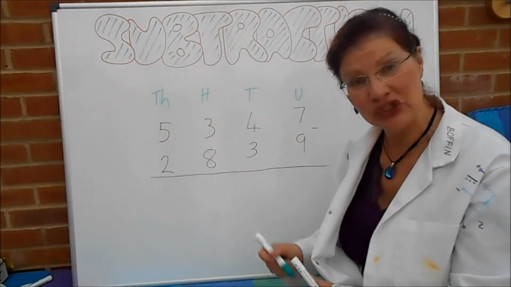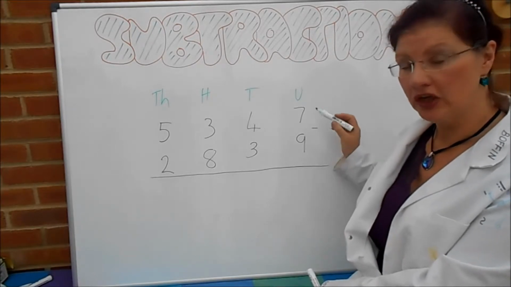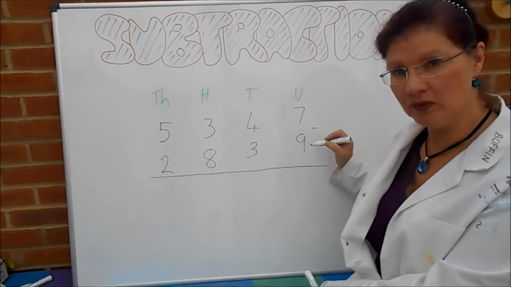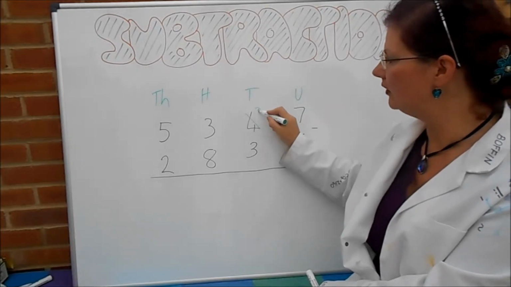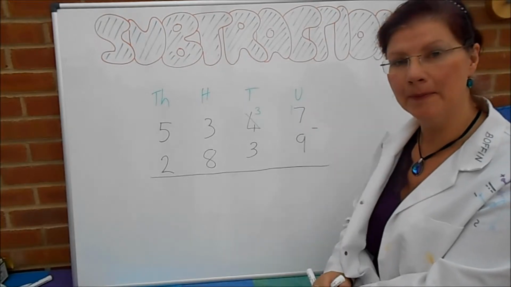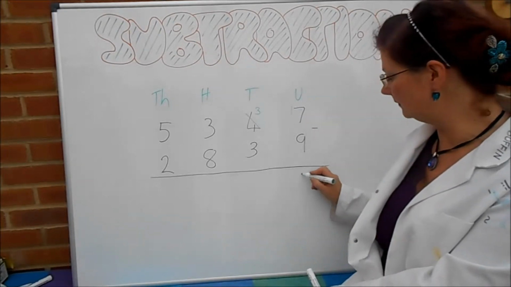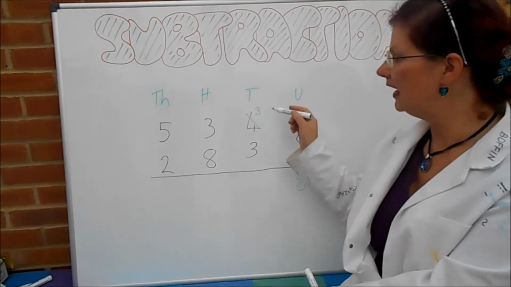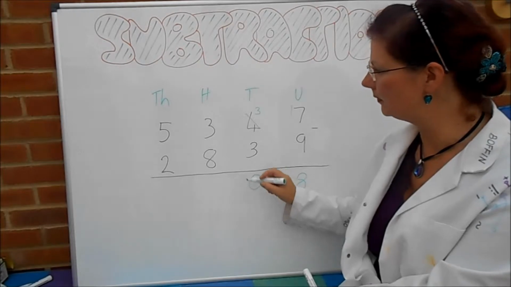Welcome back. It should look like this. 7 take away 9, as in you've got 7 pizzas, your customer wants 9, you can't do it. So unpack one of those. So now there's only 3 stacks of 10 and an extra 10 there. 17 take away 9, that leaves 8. And now 3 take away 3, that's easy, leaves 0.